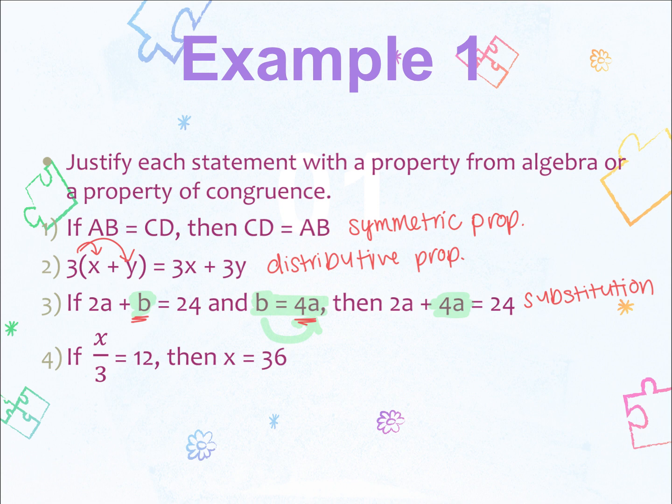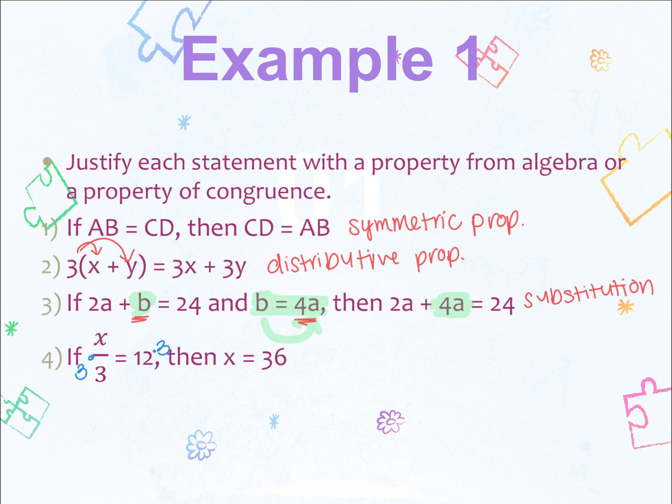All right, so looking at number 4, if x over 3 equals 12, then x equals 36. They're not substituting anything. There's no showing us some sort of plug-in. I'm solving for x. So think of a one-step equation. How am I getting there? What do I have to do? I'm multiplying both sides by 3. Good.